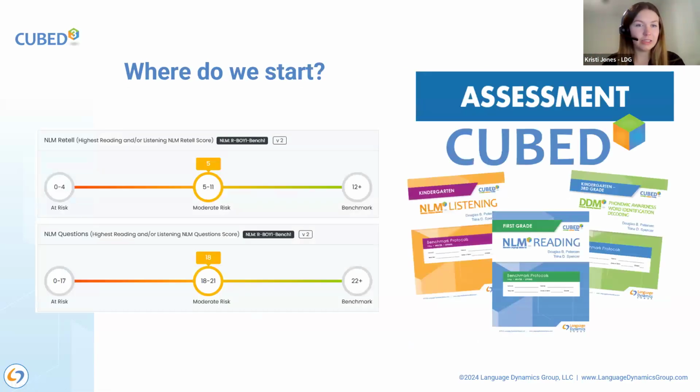So let's talk about where we start. Where do we even start when we want to know if a kiddo needs to be progress monitored? The answer is simple. It's benchmarking. We want to start with the benchmark. We have beginning, middle, and end of year benchmarks, and you want to select the grade level benchmark that is appropriate for the time of year for the student you are benchmarking.